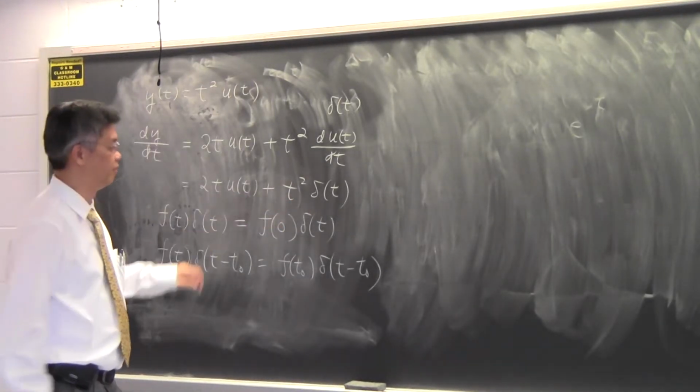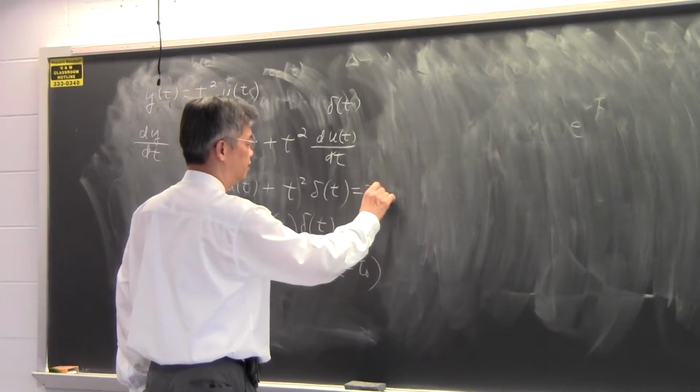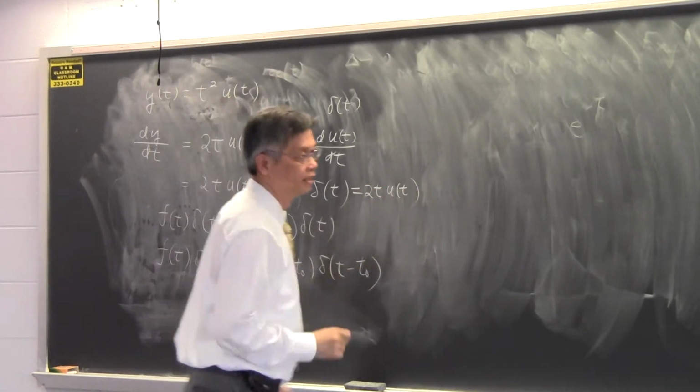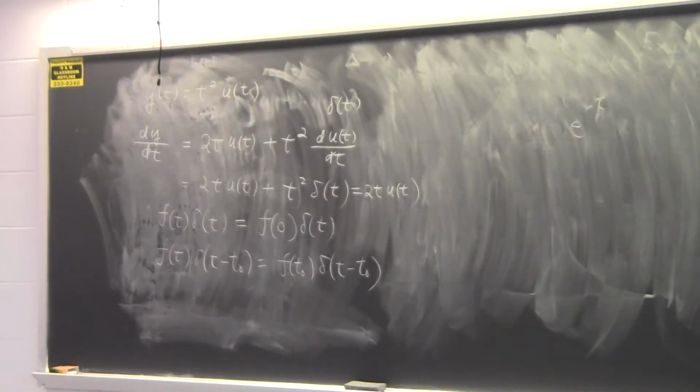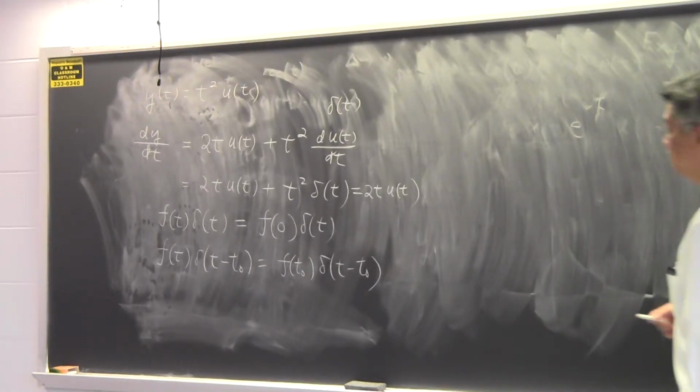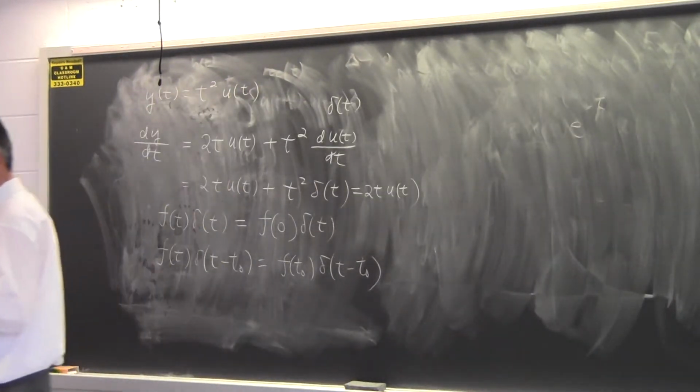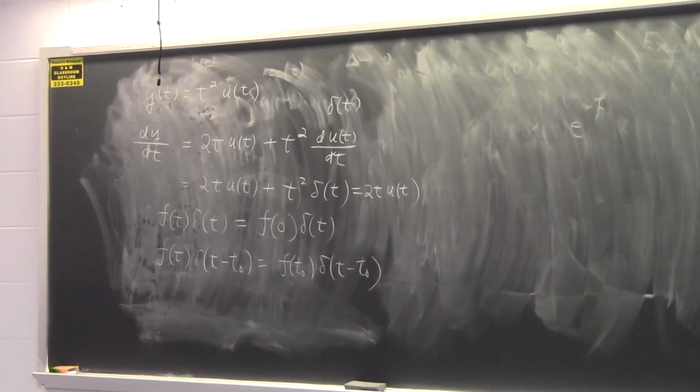It goes to 0. So this is equal to 2t u of t. The same answer as you have obtained over here. Okay? So this is a more mathematical way of deriving the answer.